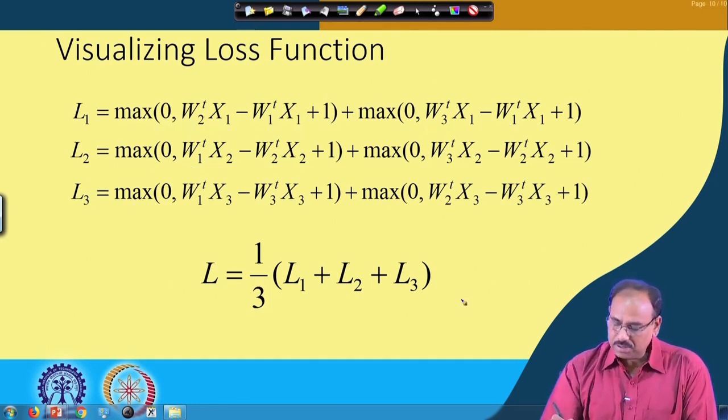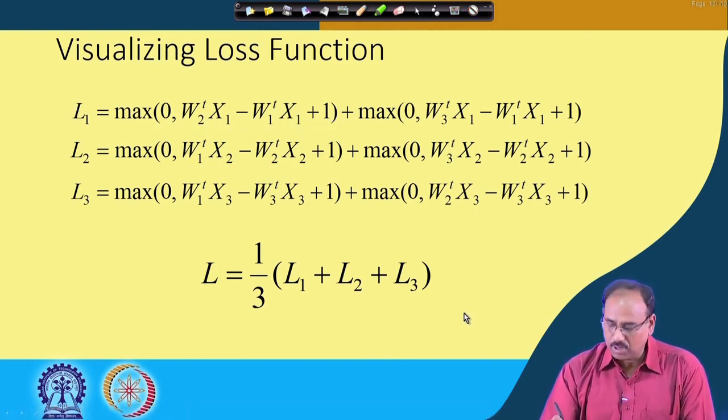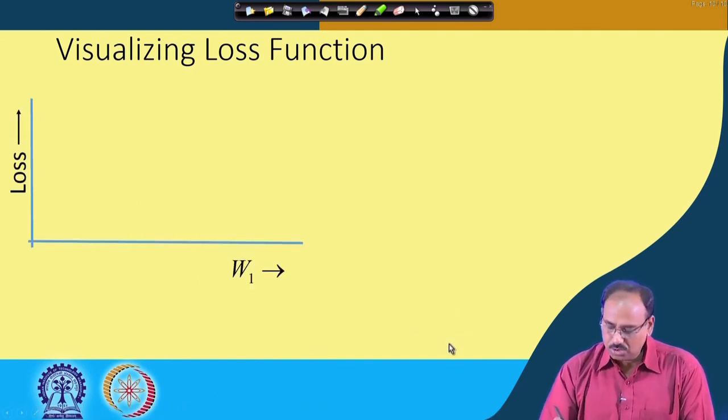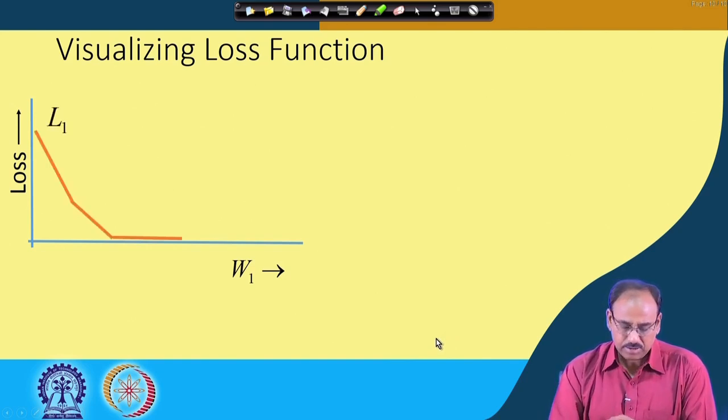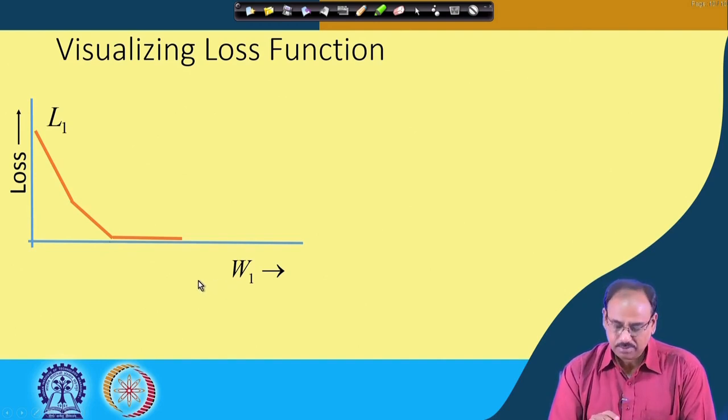So, having this understanding, now we can try to plot the different loss functions L1, L2 and L3. If I plot L1 with W1, you find that when W1 is very small, the loss component L1 is positive and it goes on reducing as the value of W1 increases.